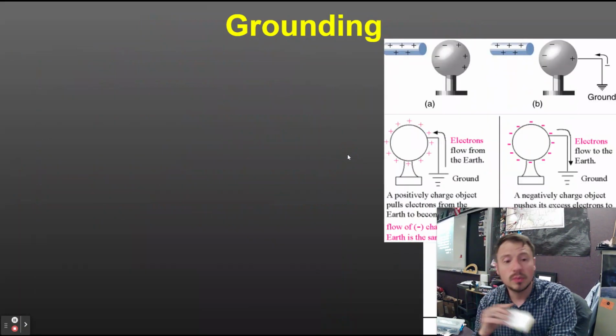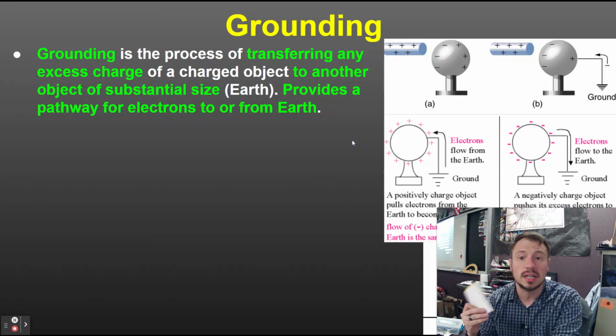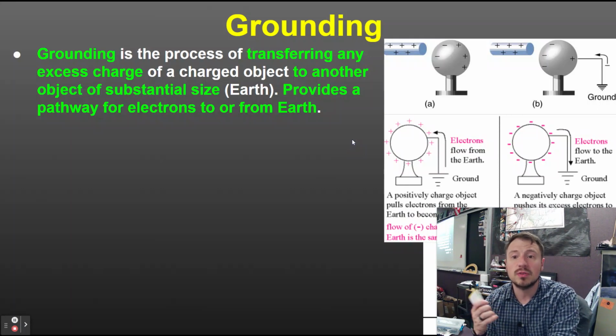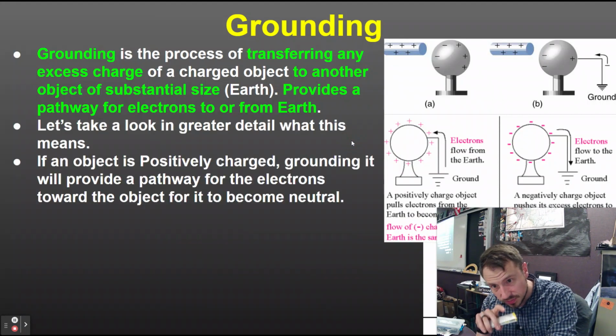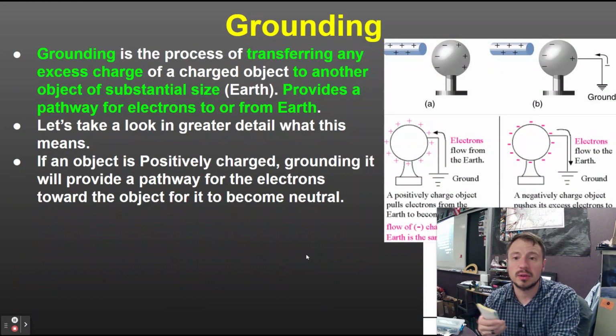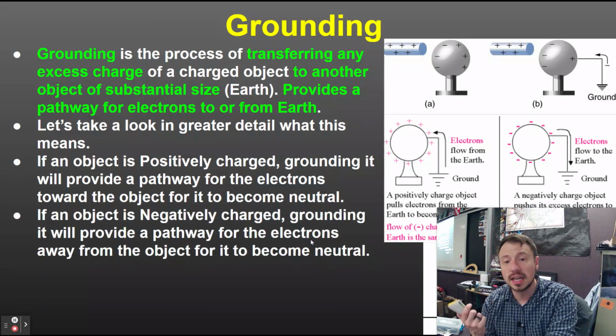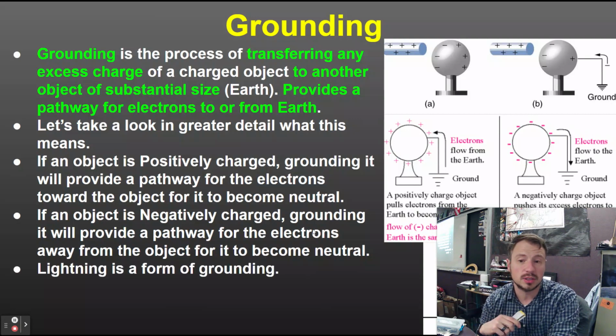Now, the last thing, we did talk about grounding when charging by induction. Grounding is a process of transferring any excess charge of a charged object to another object of substantial size, like Earth, and it provides a pathway for electrons to or from Earth. So if an object is positively charged, grounding will provide a pathway for the electrons toward the object to become neutral. And if an object is negatively charged, grounding it will provide a pathway for the electrons away from the object to become neutral, right?